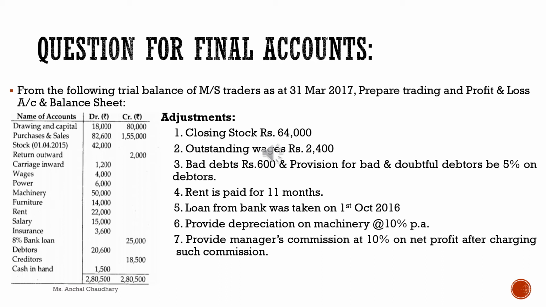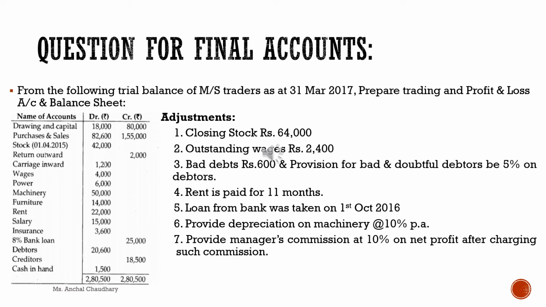Secondly, on the asset side there will be two treatments. On the asset side, you have to deduct the bad debts from the debtors account, and then from whatever amount remains, you have to make a provision. Please make sure that you are calculating 5% on the remaining debtors after excluding the bad debts. Both of those amounts will be shown in the profit and loss account on the debit side.